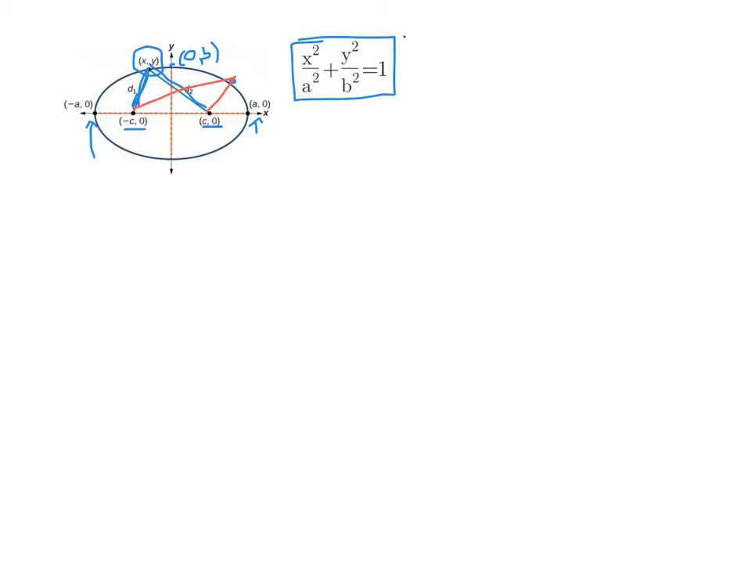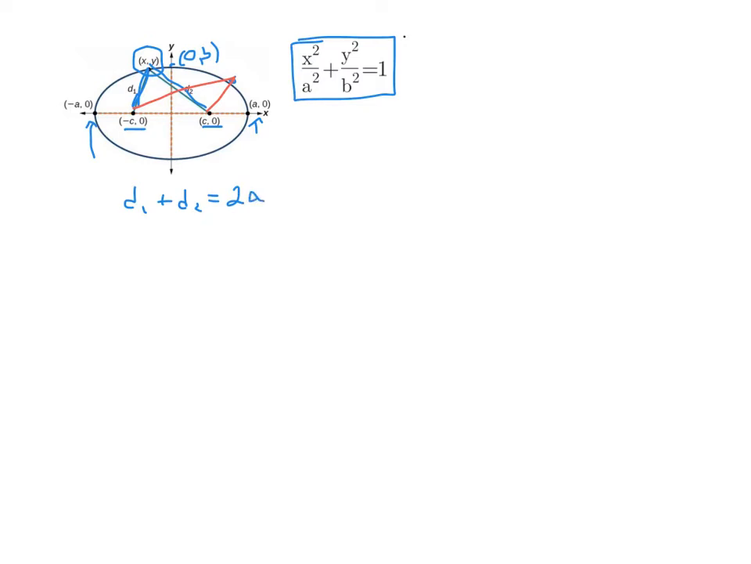And I think you'll see that if we just start with that definition, we'll be able to derive where the particular formula comes from. And so I'm going to claim to start that d1 plus d2 is equal to 2 times a.